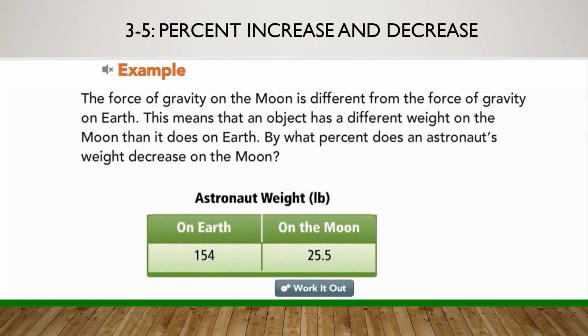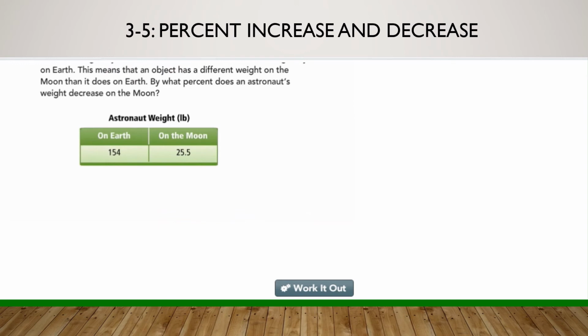The force of gravity on the moon is different from the force of gravity on Earth. This means that an object has a different weight on the moon than it does on Earth. By what percent does an astronaut's weight decrease on the moon? This is a percent of change question. And in this case, this is a percent decrease problem because we're comparing the Earth to the moon.